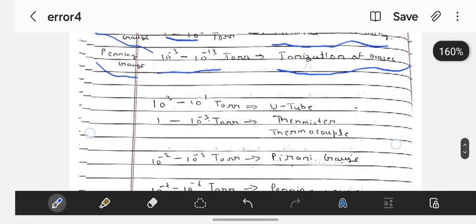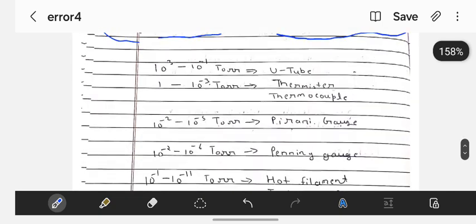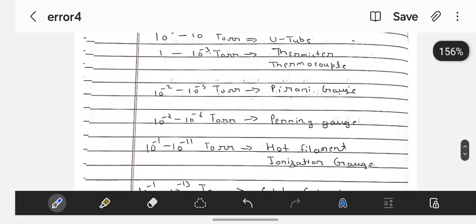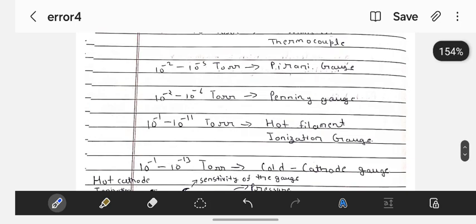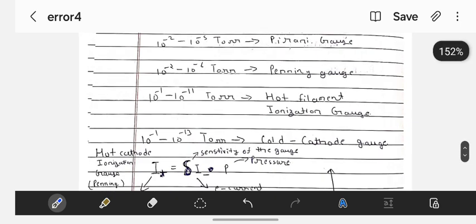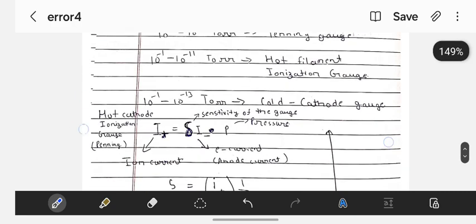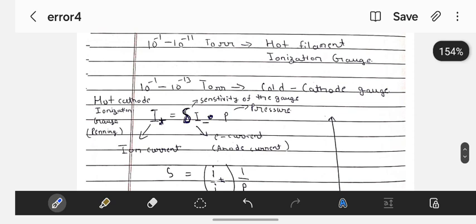There are some more gauges. If you need to measure 10 to the 3 to 10 to the minus 1 torr, then a U-tube type structure is there. For 1 to 10 to the minus 3, thermistor, thermocouple. For 10 to the minus 2 to 10 to the minus 5 torr, the Pirani gauge will be used. And if it is very small, 10 to the minus 6 torr, then you will use the Penning gauge. For 10 to the minus 6 to 10 to the minus 11, you can use the hot filament ionization gauge. And there is one more, the cold cathode gauge, for all the small pressures.